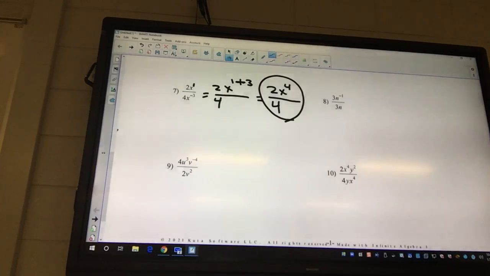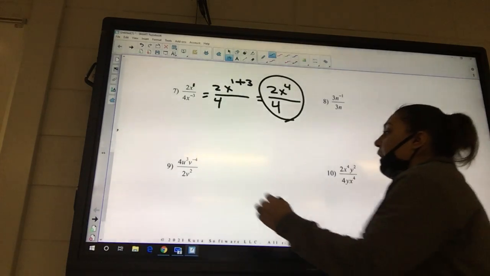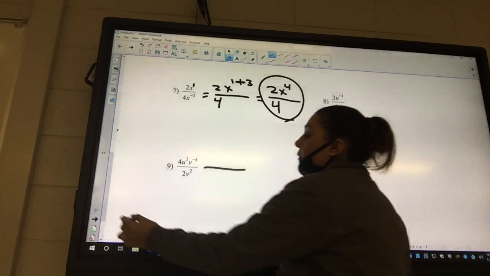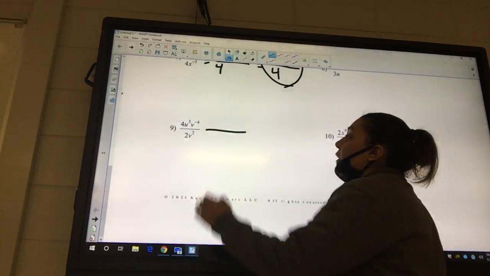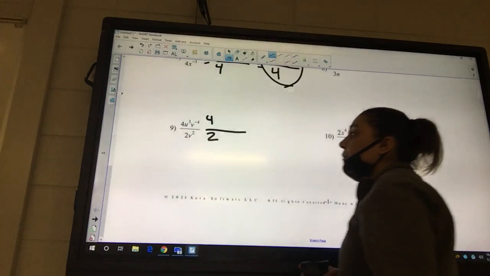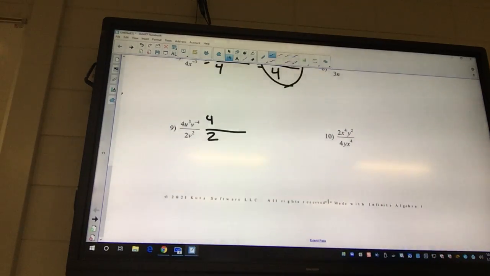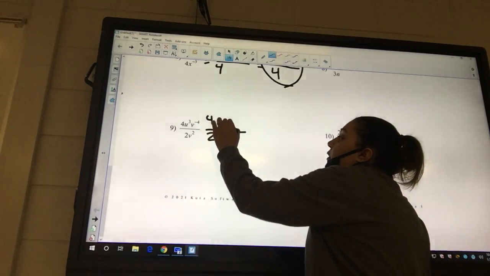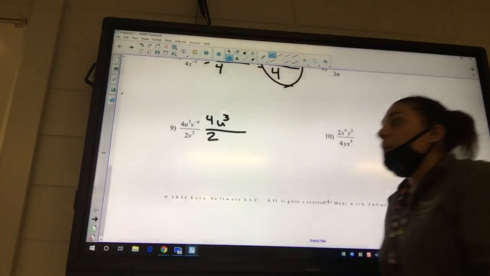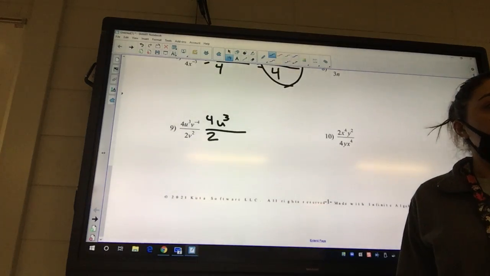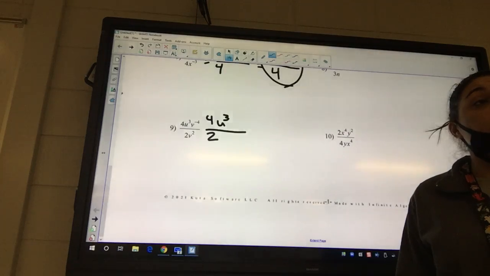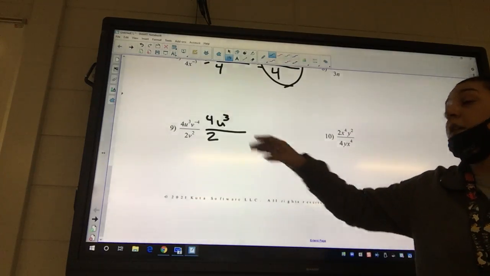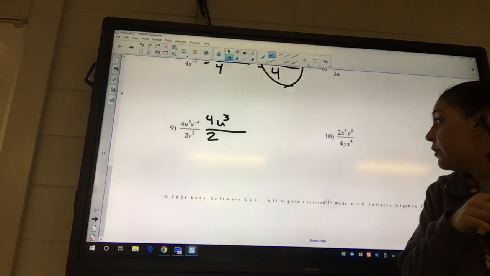Okay, 9. Draw your fraction bar. And we can fill in our big numbers. So 4 and 2. Okay. We're going to do our u's. So you got u to the 3 minus what? Minus plus 4. Is there more u's? Is there a u on the bottom? No, so we leave our u just the same. Okay, if there's nothing to subtract from it, there's nothing to subtract from it.